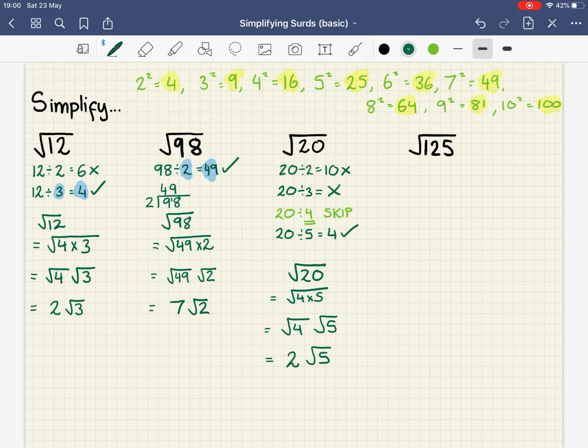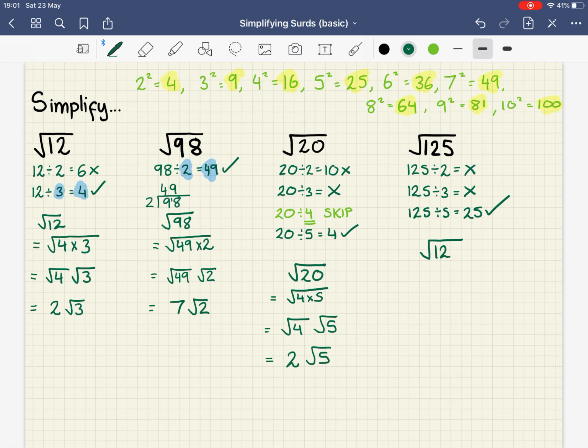Okay, one more to look at. And then we'll look at some quicker ways to quickly get towards that end answer. So I've got 125. Dividing it by 2 is going to give me a decimal, so that's not going to work. 125, if I divide it by 3, and if I also do a little division thing, I would find that that would give me a decimal, so that's not going to work. I skip dividing it by 4. Then 125 divided by 5 gives me 25. That is in my list, so that is going to work.